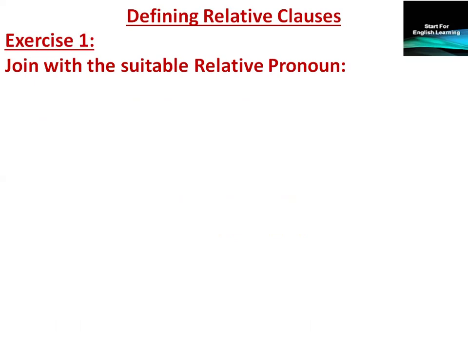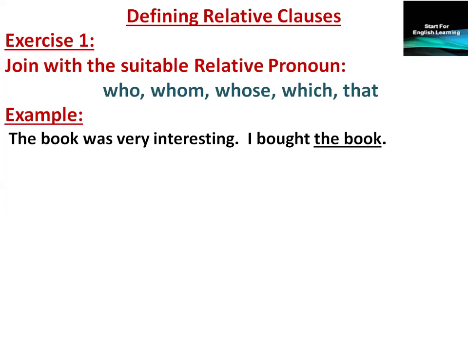Let's start with exercise number 1. I'll read the first example with you, and then you can answer the exercise on your own. You will find the answer after each question. Join with the suitable relative pronoun: who, whom, whose, which, or that. Example. The book was very interesting. I bought the book. The repeated word in the second sentence is the book. It is the object of the sentence. It refers to a thing.